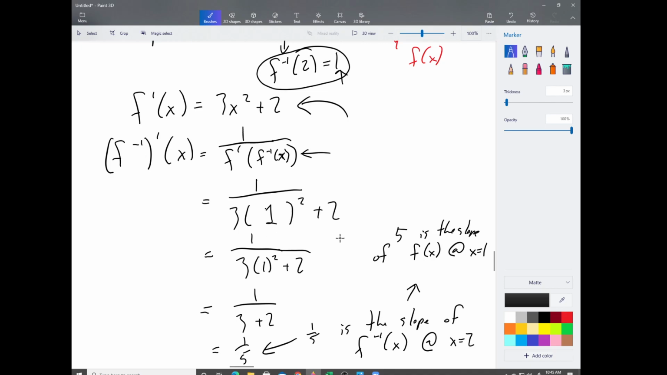Anyway, we'll pause there. I'll see if I can do some more examples for you before I post this. And if not, then apologies, but I'll post it with this example.